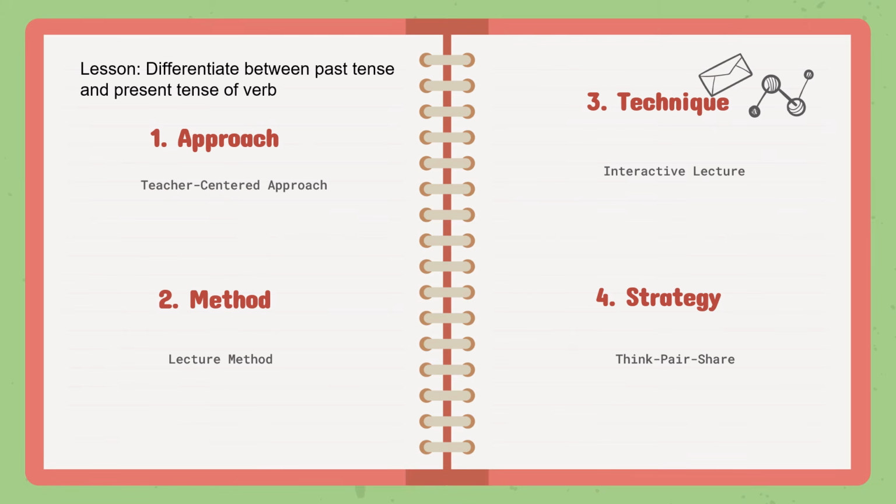So as you can see here, whatever strategy you employ has to be consistent with the technique, the method, and the approach that you use. So everything here, from approach, method, technique, and strategy, these four have to be aligned. There has to be an alignment between these four.